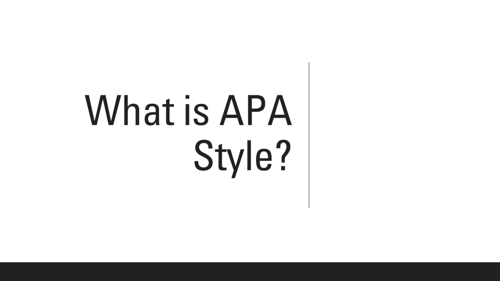What is APA style? APA style was created by the American Psychological Association, and it is used to cite sources in the social sciences. The version of APA style that is demonstrated in this video is APA 6th edition.